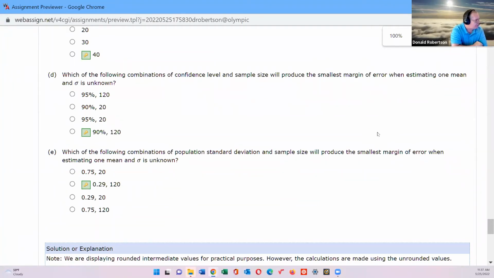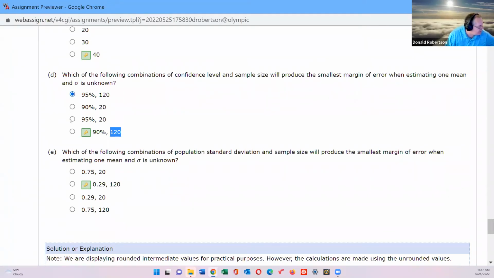So that's a confidence level that you're using, and that is your sample size. Y is using a 90% and a 120 sample size. Why are those two together going to produce the smallest margin of error? Well, let's see what happens.